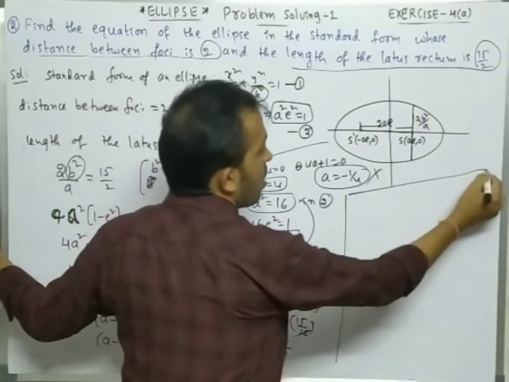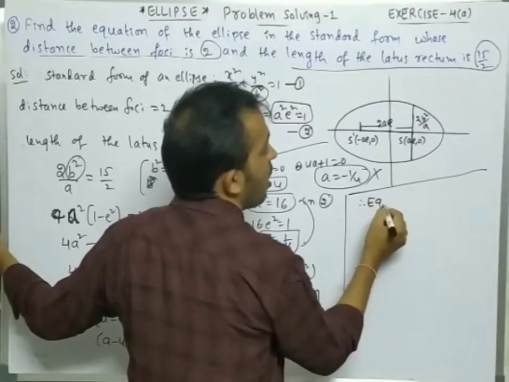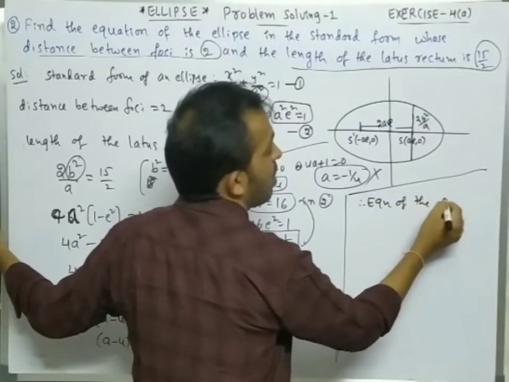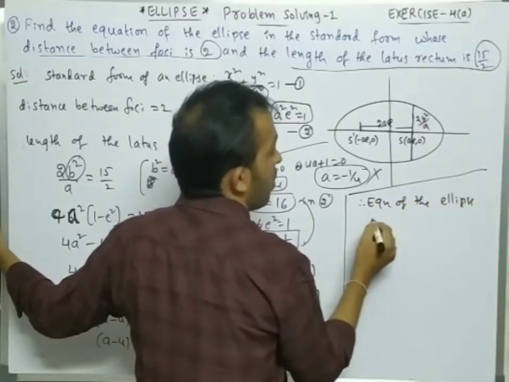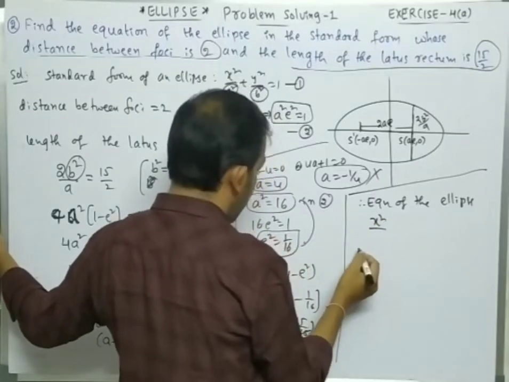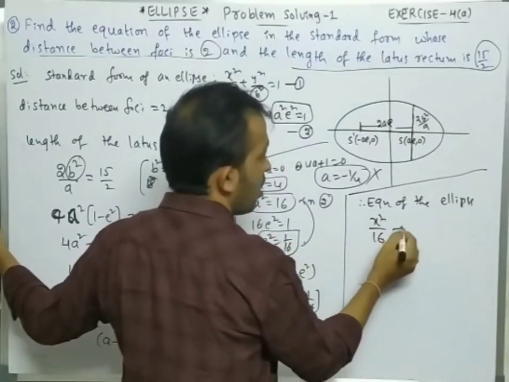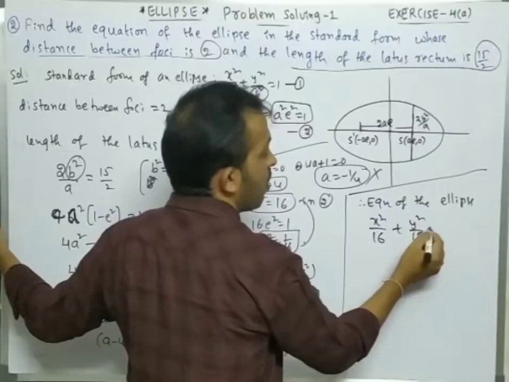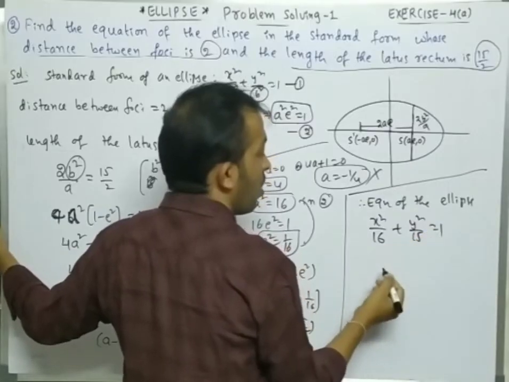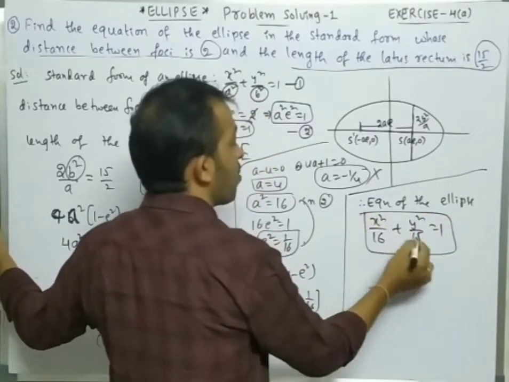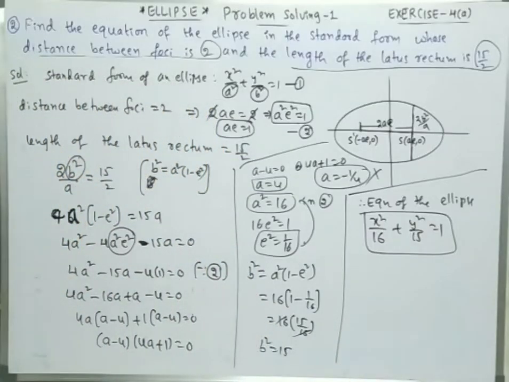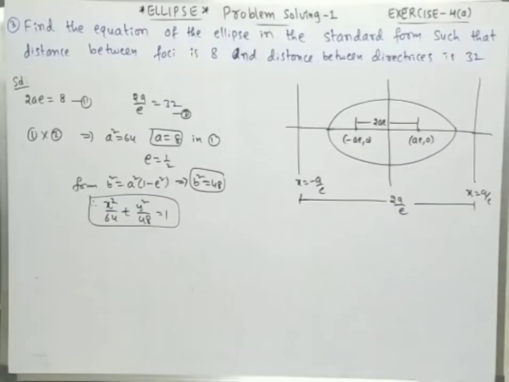So finally, what is the standard form? Therefore the equation of the ellipse is x square by a square, a square is 16, plus y square by b square, 15, is equal to 1. You can do the LCM also, 15x square plus 16y square like that. Okay, so this is the equation of the ellipse.